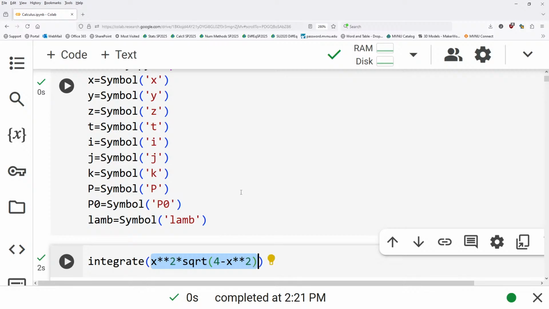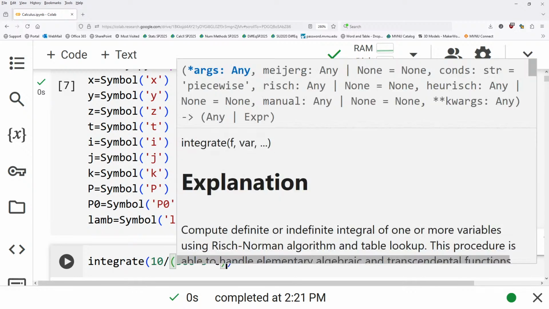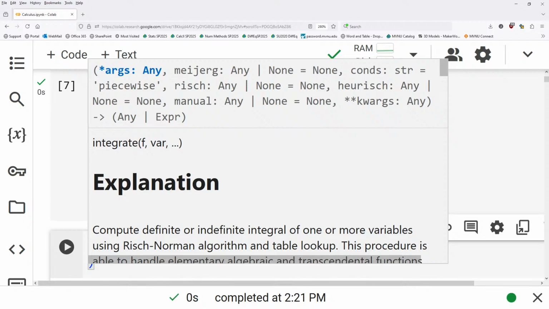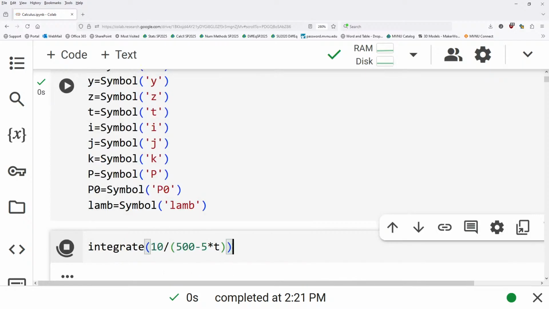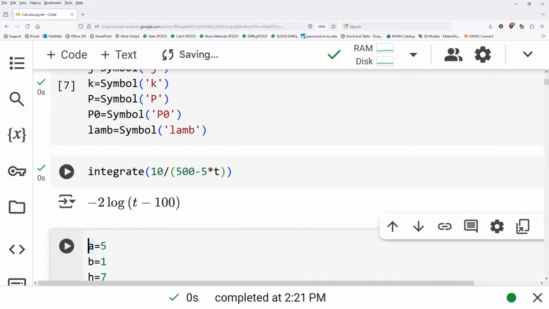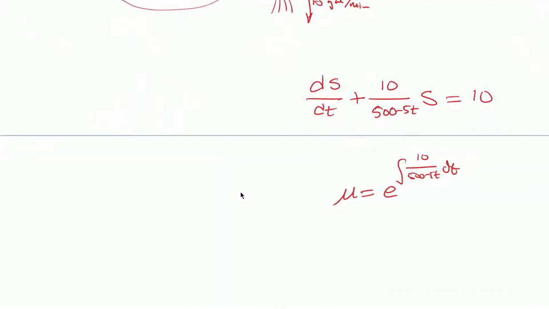So this is what we need to do: integrate 10 over 500 minus 5 times t. Let's see if it worked. Yes, it did. Okay, so it's the -2 times. Oh, okay, well, that's not bad. So that means that the integrating factor is, that's not too bad.